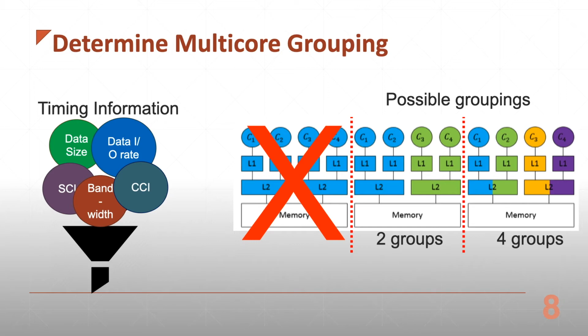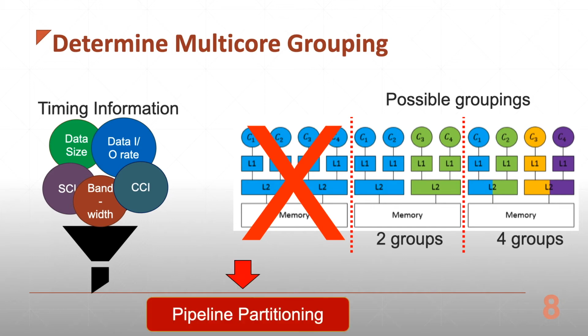Then for a given CNN model, we analyze the timing information based on the input data size on each possible group or core. Mainly, we apply the reuse distance method to accurately estimate the data transfer delay. The number of groups determines the number of pipeline stages, and then for each grouping configuration, we find the optimum pipeline partitioning that gives the best pipeline execution time. Finally, the grouping and the corresponding pipeline partition that give the overall best throughput should be the final best solution.